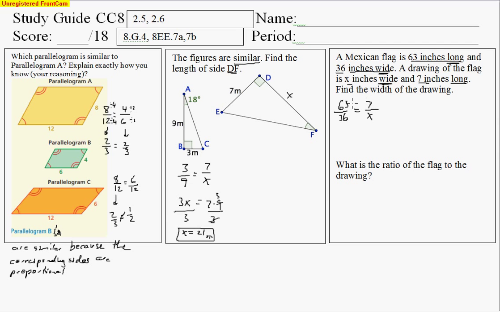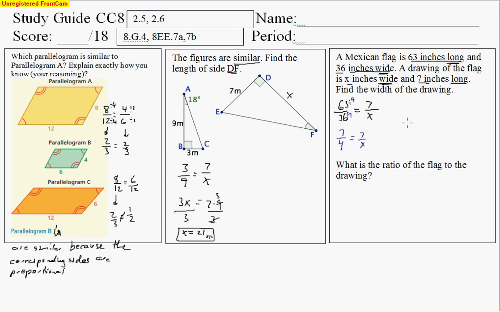So as I said before, there's a common factor. I could reduce this fraction. It'll make it easier. You cannot cross cancel because it's a proportion, but you can take out a common factor in a fraction. So I'm going to divide this by 9 and divide this number by 9. And when I do that, I get 7/4, and that makes it a lot easier. And so actually I see what x is going to be. It's going to be 4.